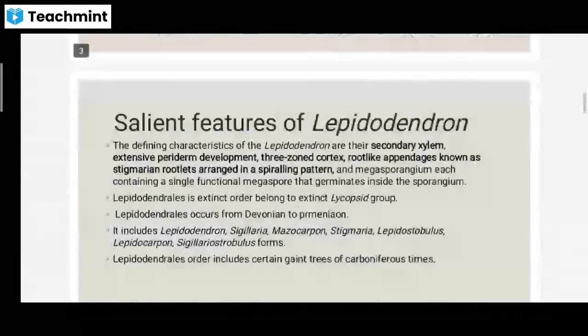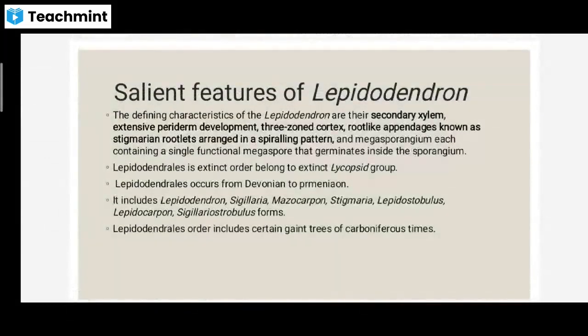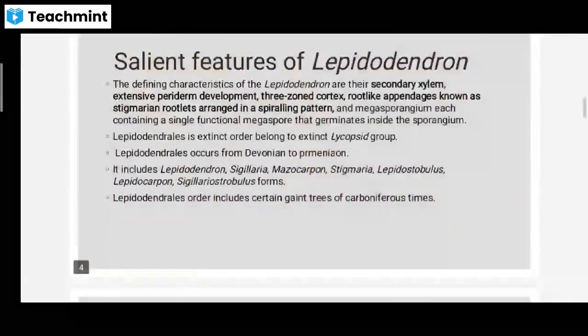The salient features of Lepidodendron: it is an extinct order which belongs to the extinct lycopsids group. Lepidodendrons occur from Devonian to Permian. It includes Lepidodendron, Sigillaria, Mesocarpon, Stigmaria, Lepidostrobus, Lepidocarpon, Lepidophyllum forms. Lepidodendron includes certain giant trees of Carboniferous times.